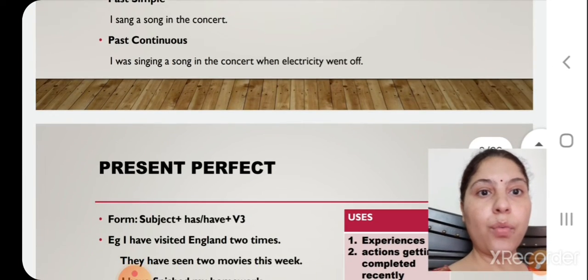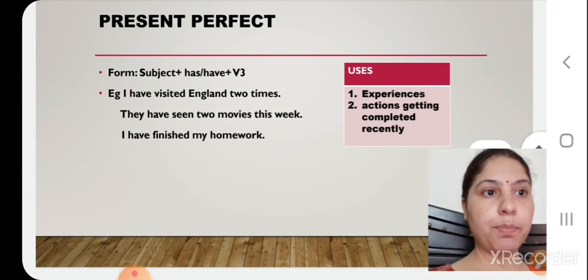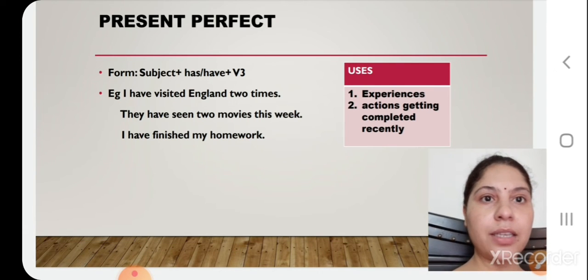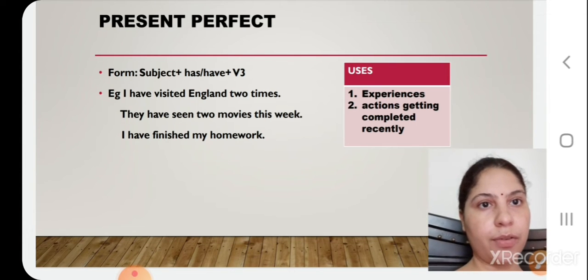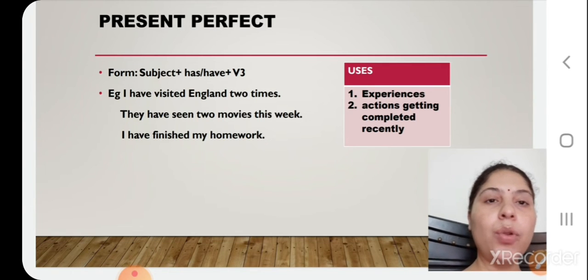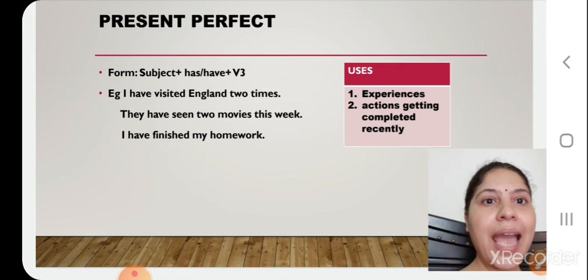So now we move on to present perfect tense. Present perfect tense, the rule is subject plus has or have plus third form of the verb. Has we use with singulars, have we use with plurals. Now look at the examples. I have visited England 2 times. They have seen 2 movies this week.